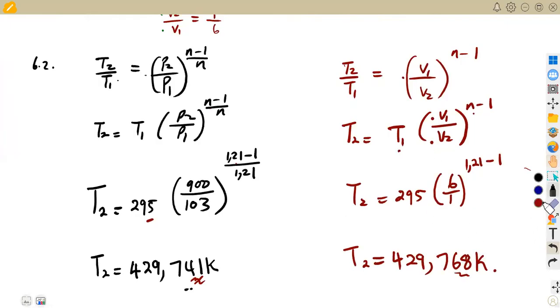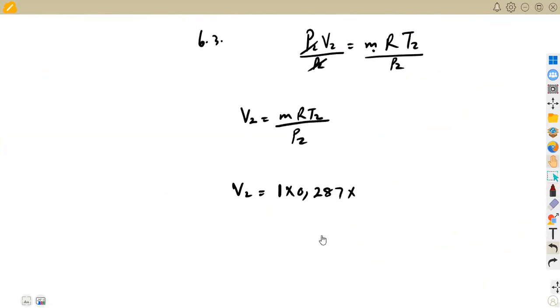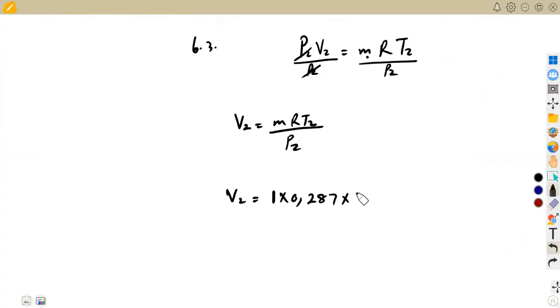I'm not going to use all the values, I'm just going to use the first one. But if you use the other value, substitute it in terms of your T2. So in this case, my T2 is going to be 429.741, all right? That's my T2 over the pressure P2, which was 900. So P2, you are given 900.